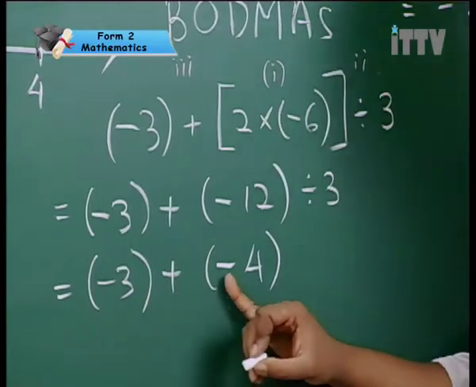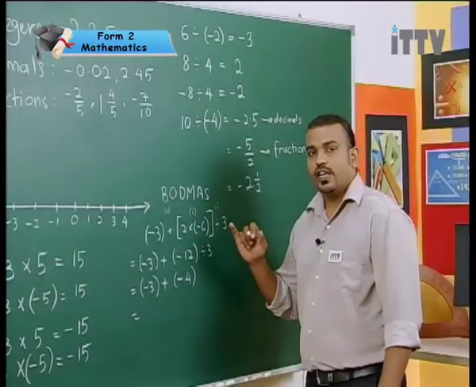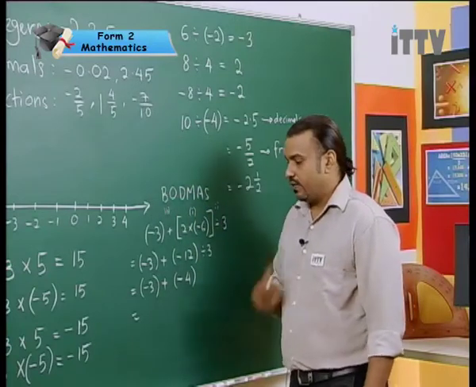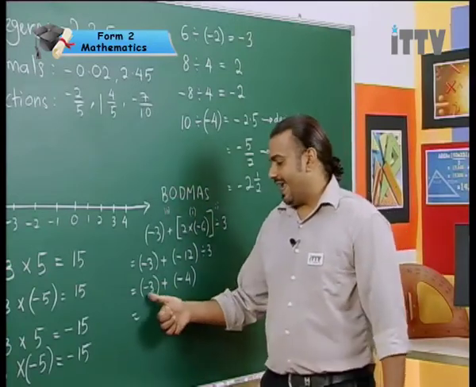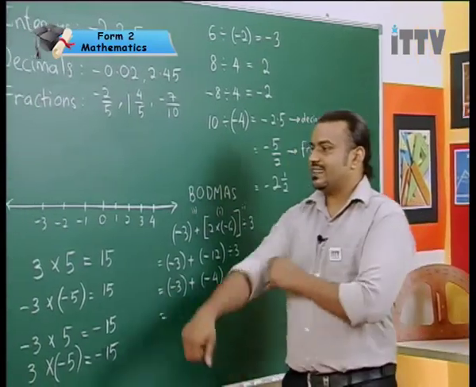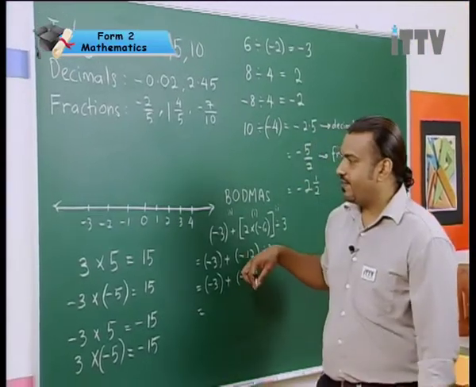-3 plus -4. In order to do this, I'm going to bring you to the number line. So now let's see. I've got two numbers here, -3 and -4, right? So let's go to -3.